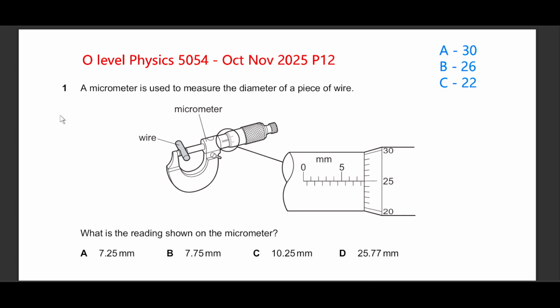This is Oral Physics 505 for October, November 2025, paper 1-2. These are the grade thresholds to score an A, B, or C.